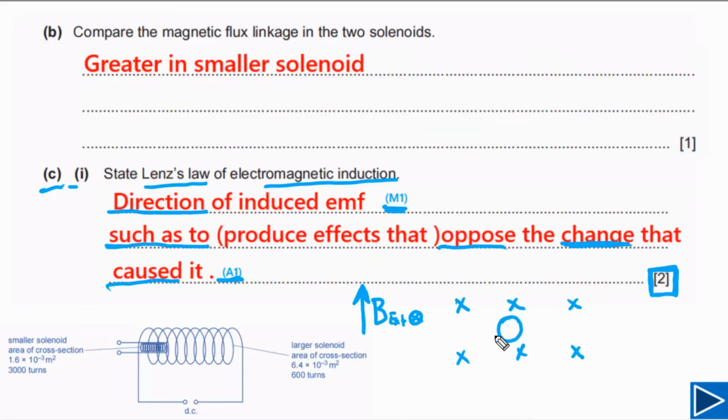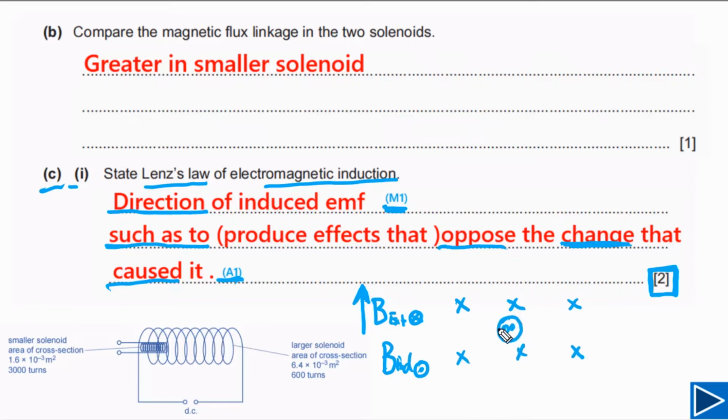In this case EMF and current, because this is a complete loop. So current will be induced in this loop in such a way that it will produce its own magnetic field that will oppose the change, meaning it will try to reduce the external magnetic field. Now, if the external magnetic field is into the page, the induced magnetic field has to be opposite, meaning it has to be out of the page. So it will produce its own magnetic field that will be out of the page.